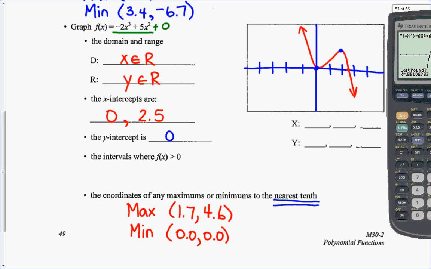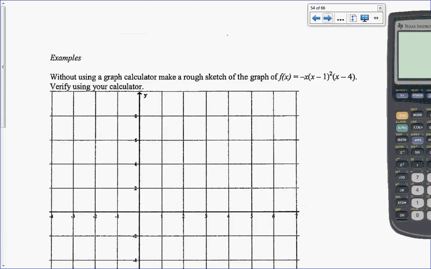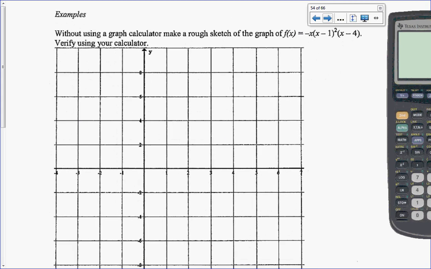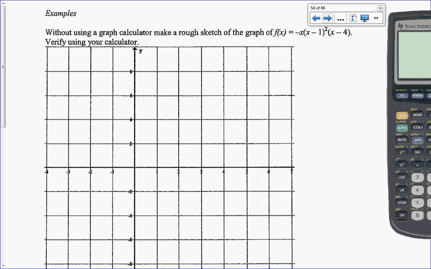Okay, flip over the page. There's one more for us to try on the next side of the page. It says, without using a graphing calculator, make a rough sketch of the graph of negative x times (x minus 1) squared times (x minus 4). Okay, this is lovely because they have put it in factored form for us.